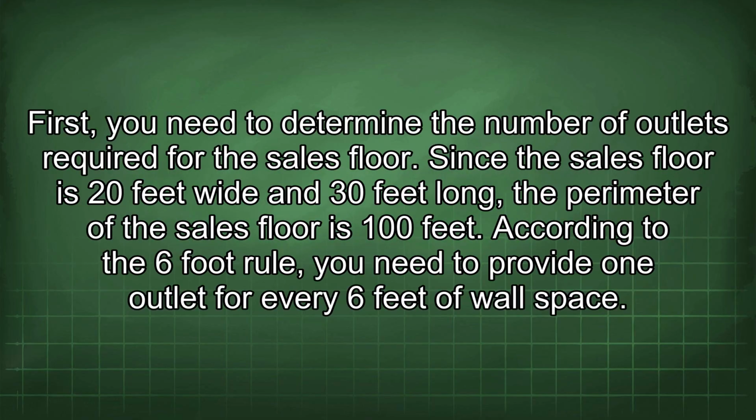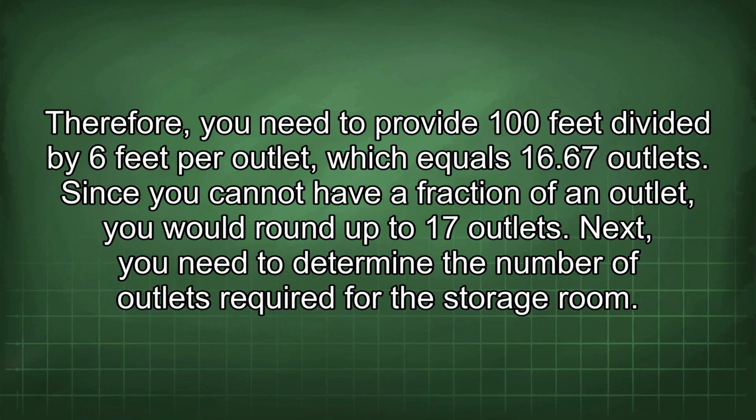First, you need to determine the number of outlets required for the sales floor. Since the sales floor is 20 feet wide and 30 feet long, the perimeter of the sales floor is 100 feet. According to the 6-foot rule, you need to provide one outlet for every 6 feet of wall space. Therefore, you need to provide 100 feet divided by 6 feet per outlet, which equals 16.67 outlets. Since you cannot have a fraction of an outlet, you would round up to 17 outlets.